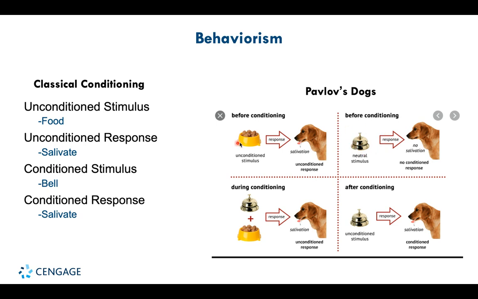So we pair food with the neutral stimulus, the bell, and eventually the bell comes to elicit the salivation. So food makes dogs salivate. Bell doesn't do anything to the dog. But then if we pair the bell and the food, bell and the food, over and over and over again, eventually the bell comes to take on the properties of the food and elicits salivation by itself.